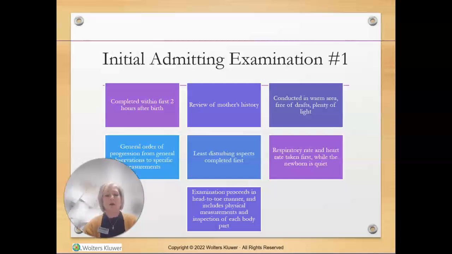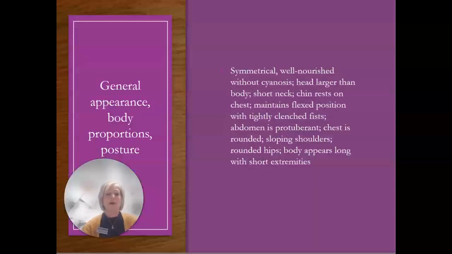Like I said, we're going to do it in a head to toe manner. We're going to inspect each body part. We're going to look at everything to make sure everything looks like it is in functioning order, and look at all that good stuff. So we're going to look at symmetry. Symmetry would be, are the ears and eyes symmetrical? Is the face symmetrical? Nares symmetrical? Clavicle symmetrical. So we're going to look at all of that. Does the baby look well nourished? Is there any cyanosis? Is the head larger than the body? Is the neck short, like where you would think about a chromosomal abnormality? Does the chin rest on the chest? Do they maintain flexion? Are they clenching their fists?